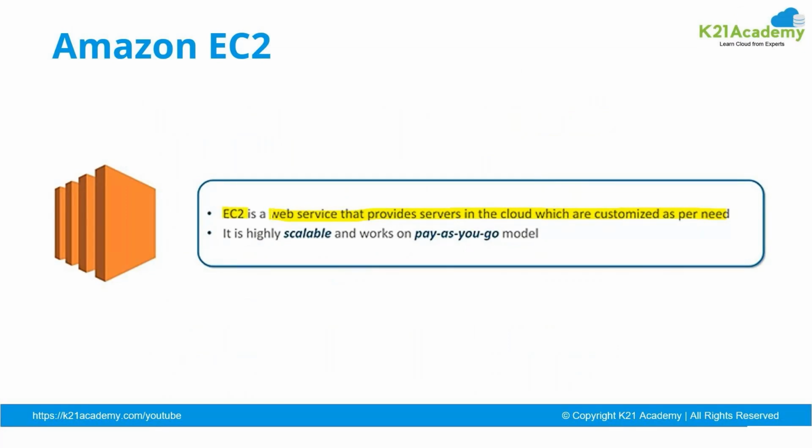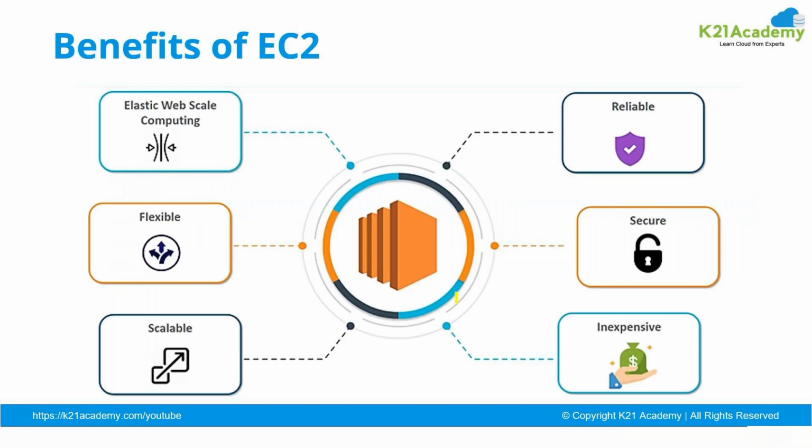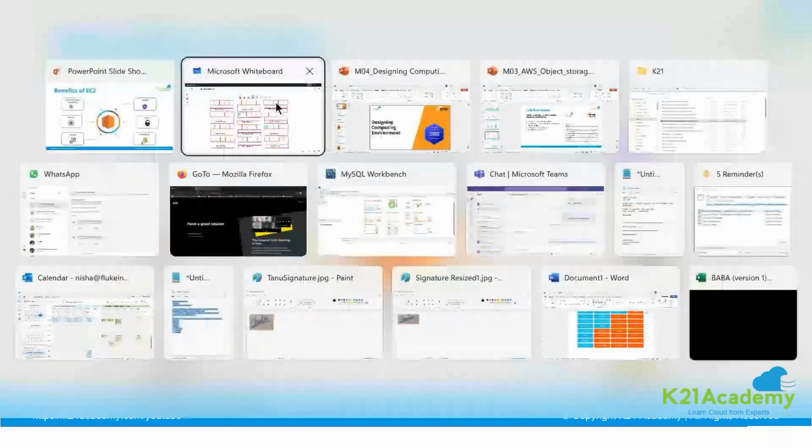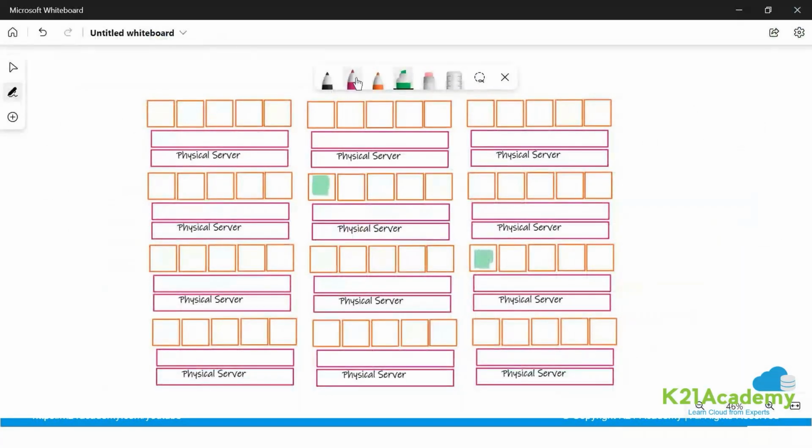EC2 is a web service that provides you servers in the cloud which are customized as per your need, and they are pay as you go and scalable. Why do we call them scalable? Because you see this diagram over here. Today you have created this one physical server where you have demanded 2 cores of CPU and 4 GB of RAM.